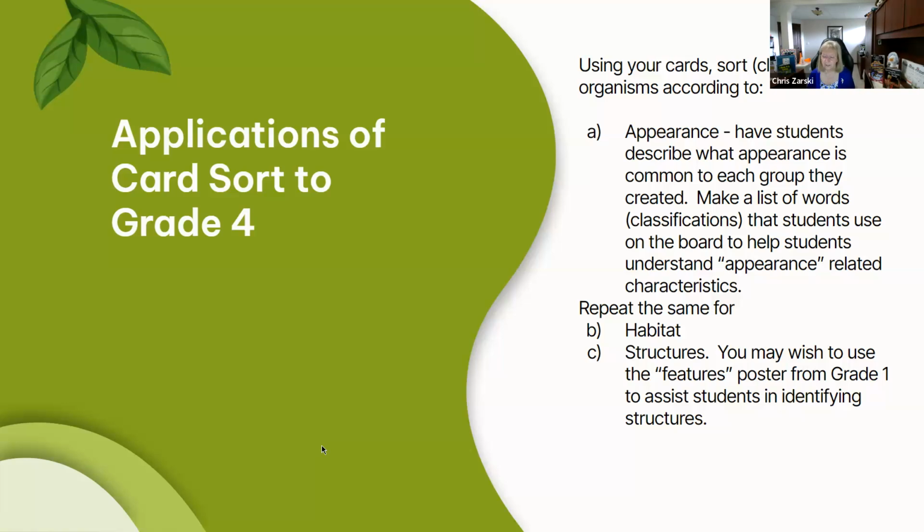So again, those cards were used in grade 4 to look at those classifications. And we specifically asked them to do these 3, not all at the same time. We did the appearance first, unpack all of those appearances because some students would have done them differently. And then could they resort them into a new group? Could they get together with another group and see how they did it? And then we could look at habitat and structures.